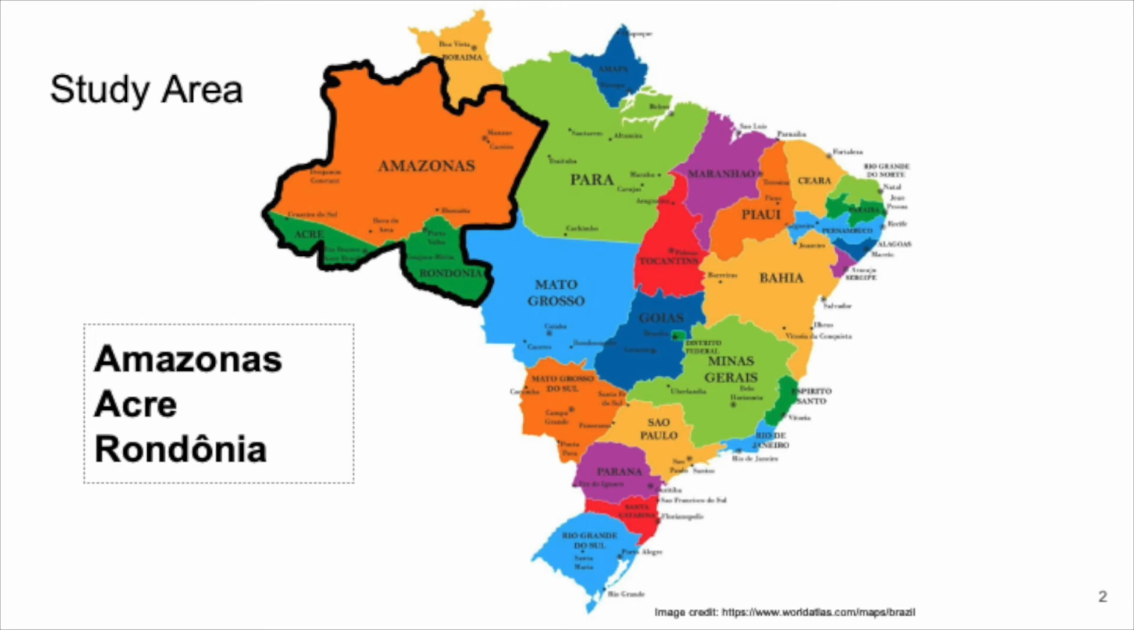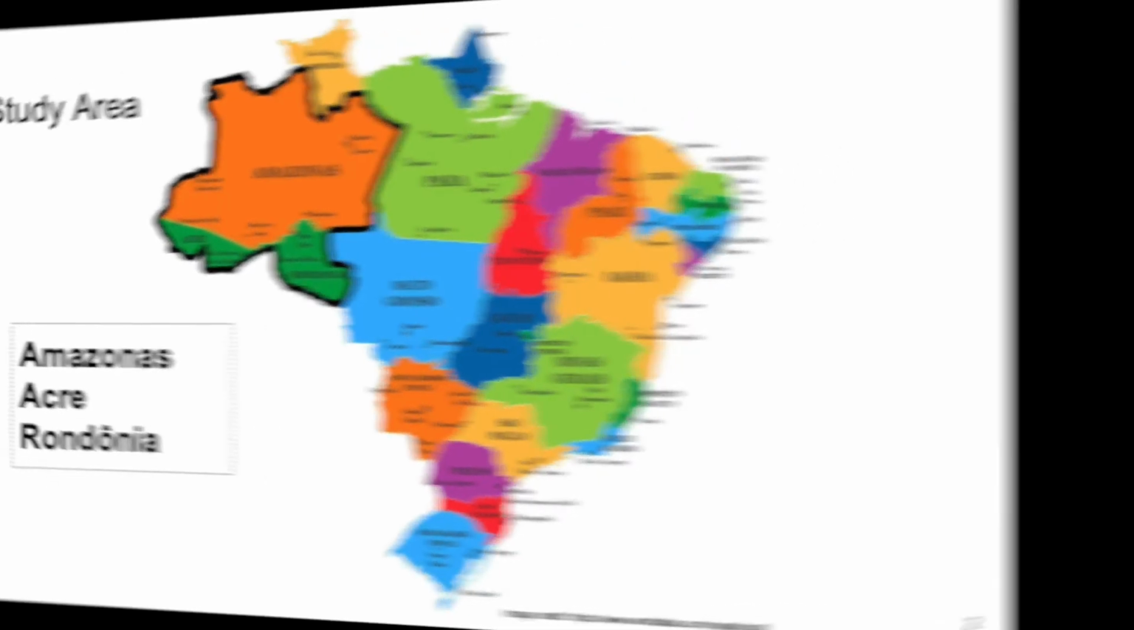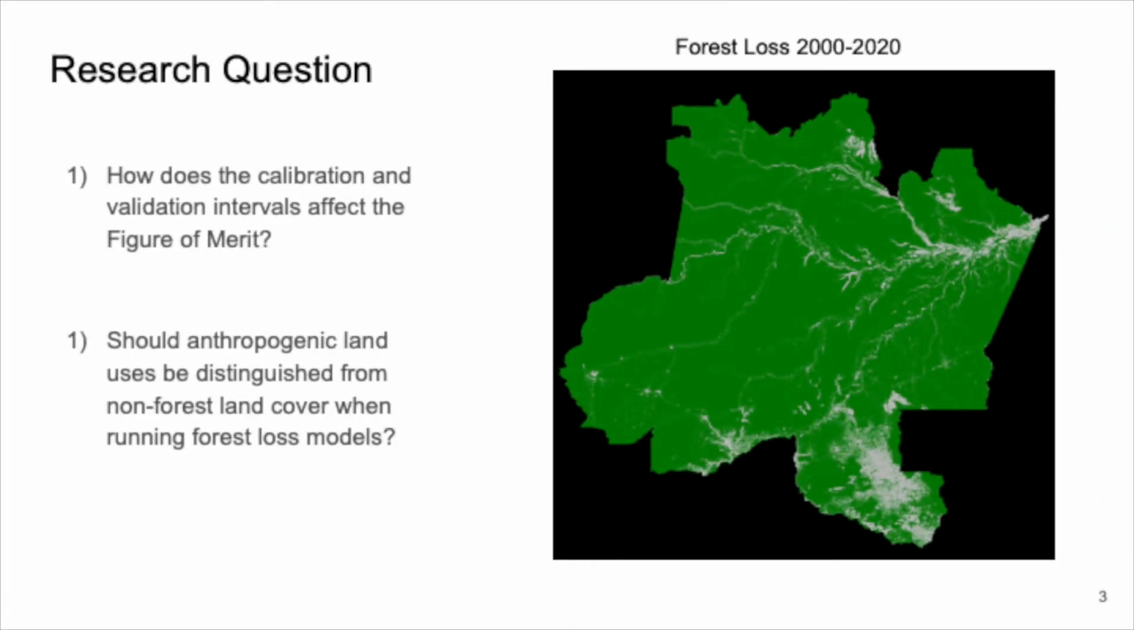We analyzed forest loss trends within 3 states in the Amazon Basin region: Amazonas, Acre, and Rondônia. These areas were chosen based on the division of a larger course project. For our model, we investigated how the length of calibration and validation intervals affect the figure of merit, the number that qualifies an area to be considered for a REDD+ project.